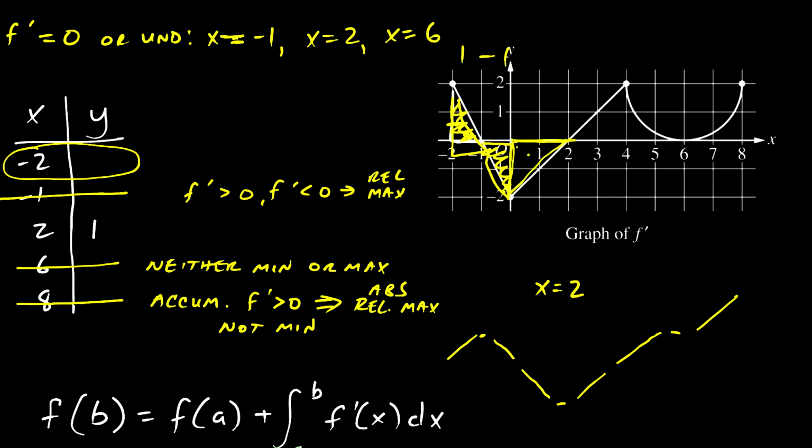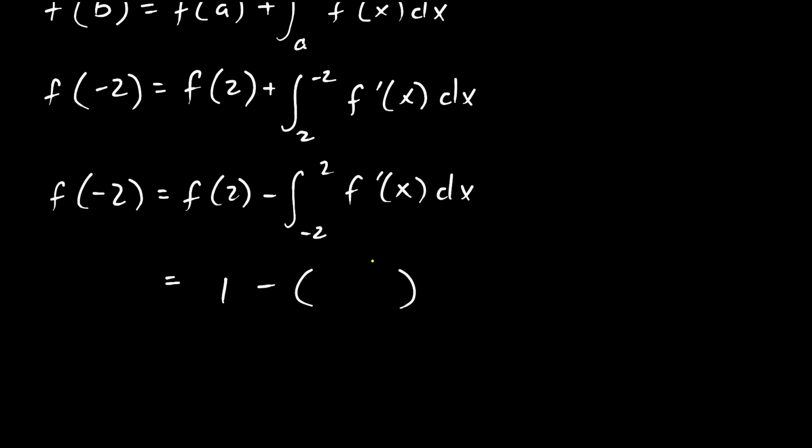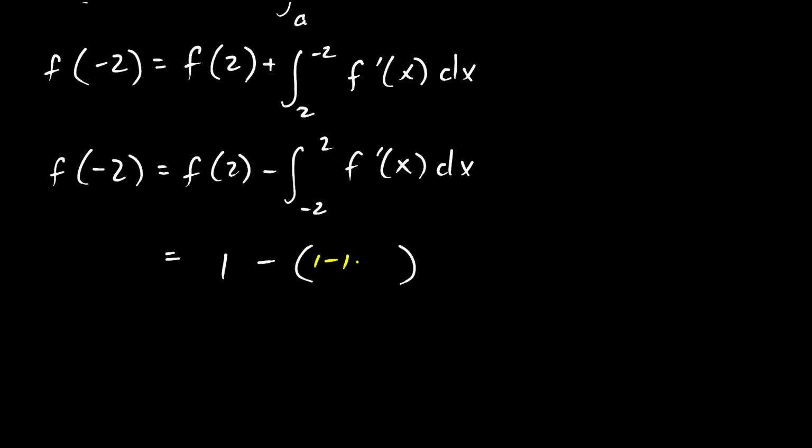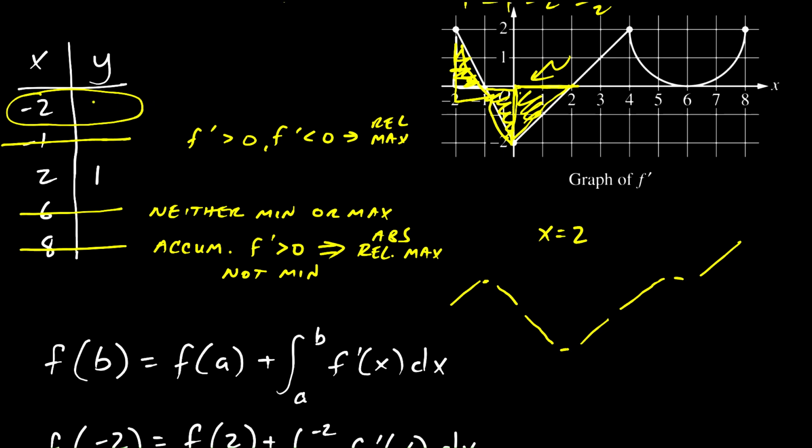So we can see that this area in here, and we can write that out as 2 times 2 divided by 2, which is just 2. So this would be a -2. So the area in question over here is 1 minus, and then we'd have negative 2. So we have a value of 3. So we can go back to our chart and say 3.